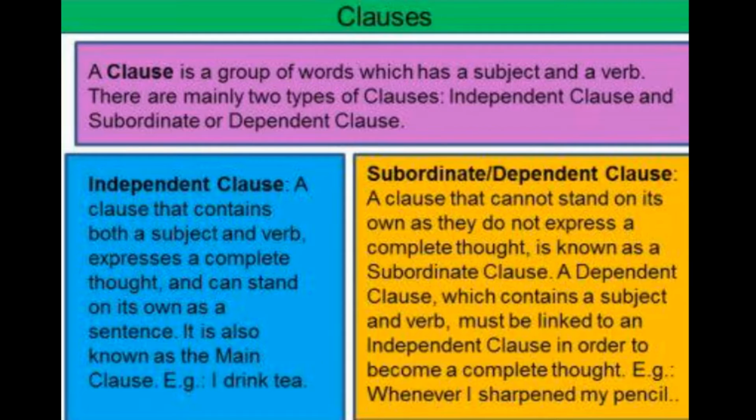Clauses. A clause is a group of words which has a subject and a verb. There are mainly two types of clauses: independent clause and subordinate or dependent clause.